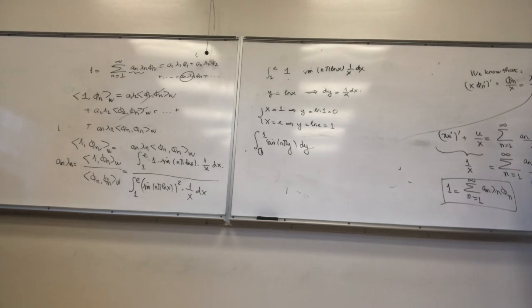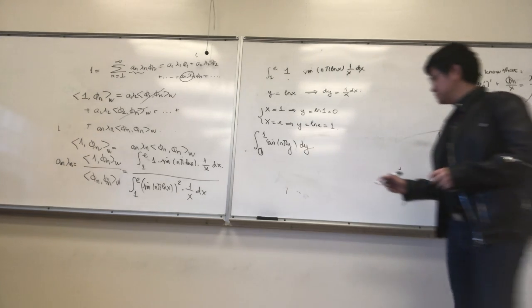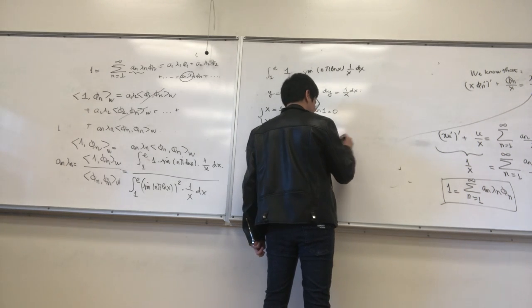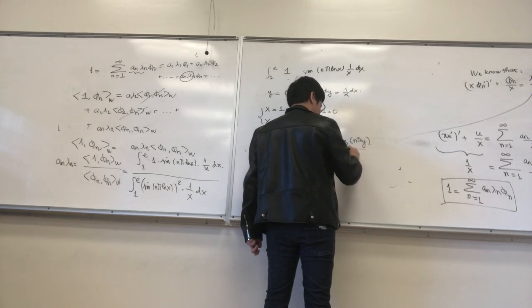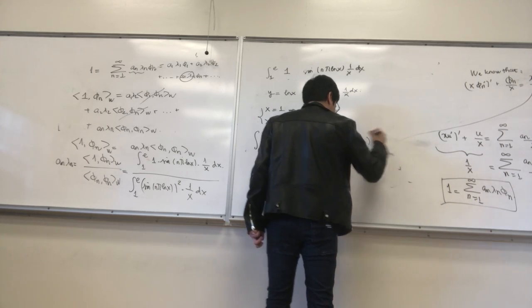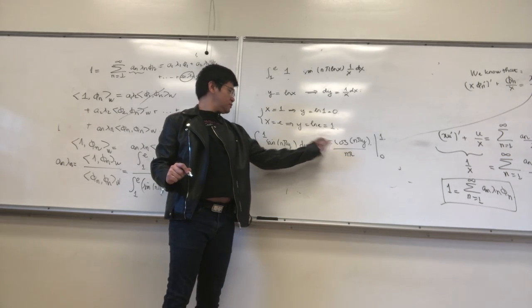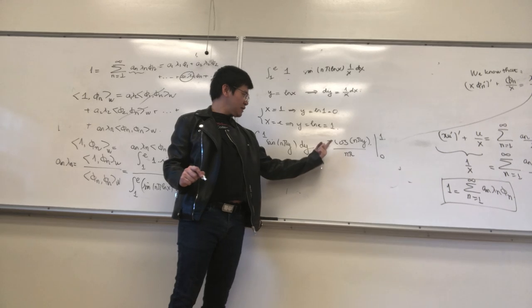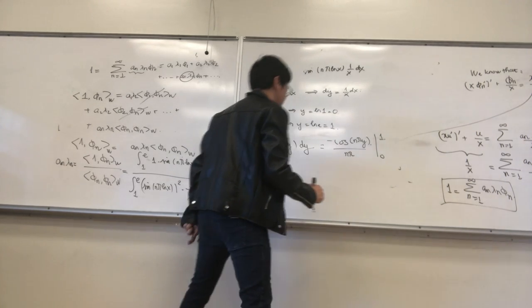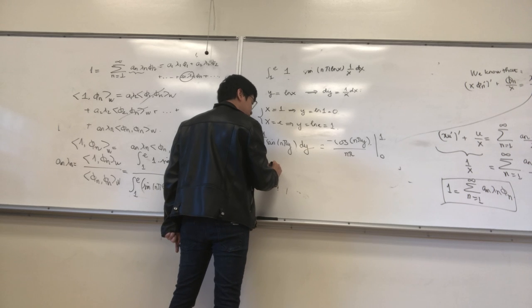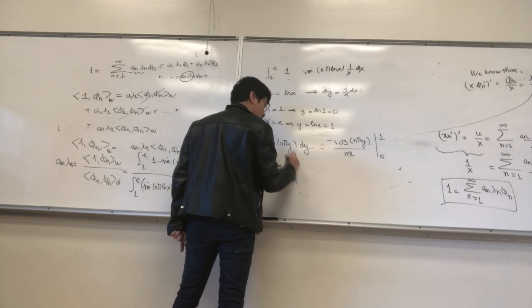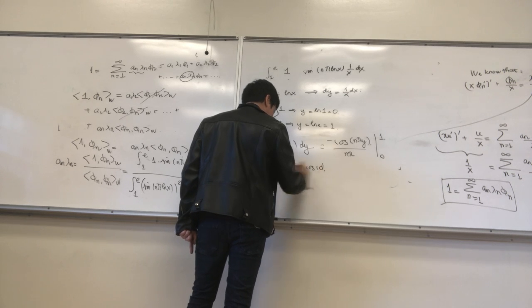How can I compute this integral? Yes? Would it just be cosine? So this is going to be minus cosine of n pi y over n pi, and I evaluate at 0 and 1. The antiderivative of sine is minus cosine. So I have minus cosine(n pi y) over n pi, evaluated at 0 and 1. This gives me minus cosine of n pi plus cosine of 0, over n pi.